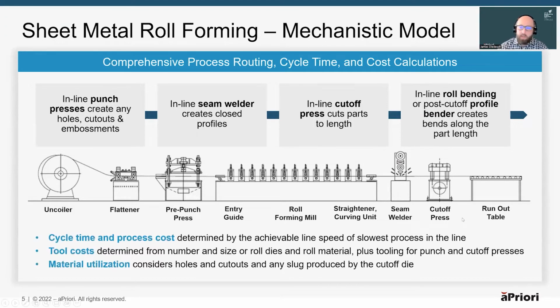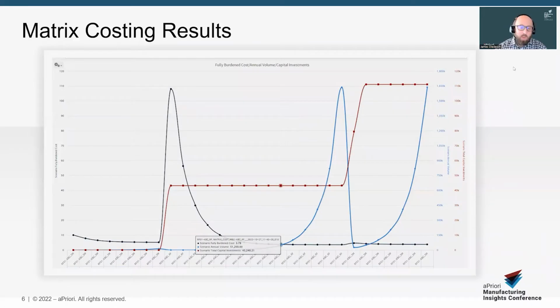Some things you want to take into consideration: cycle time and process cost are determined by the achievable line speed of the slowest process in the line. The tool costs are determined by the number or size of the rolls and the roller material, plus any extra tooling for punching and cutoff presses. Material utilization considers holes and cutouts, and if you're using certain cutoff methods that produce a slug, we take that into our material utilization calculation. When we get into the live demo, I'll explain this chart a little bit more.